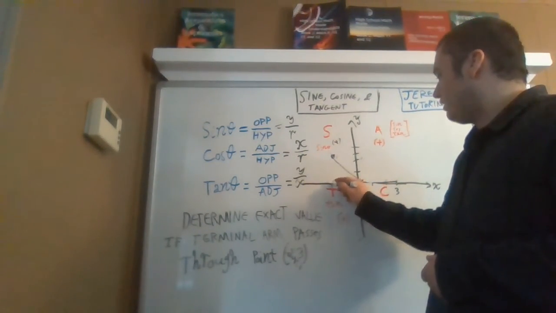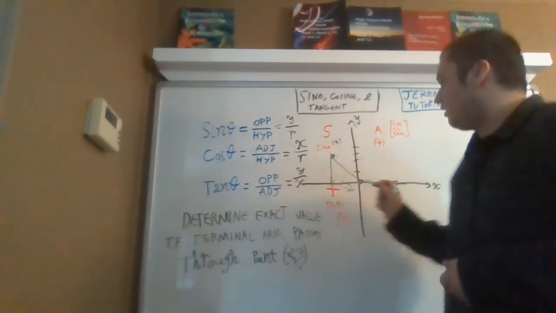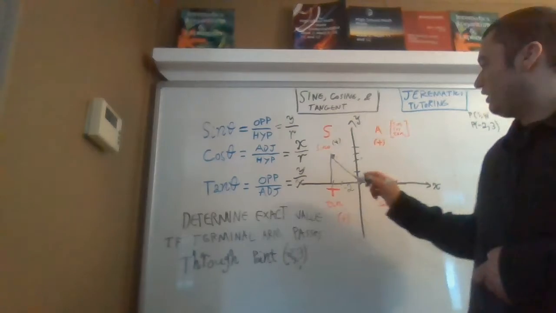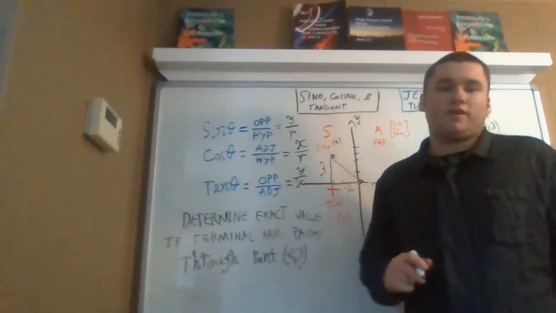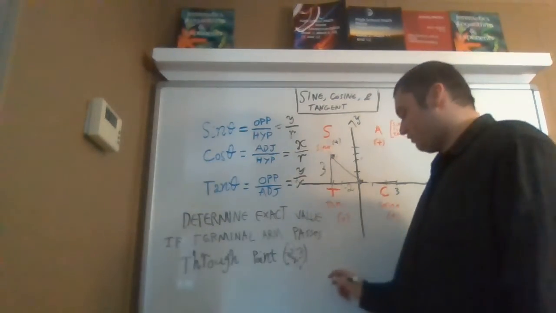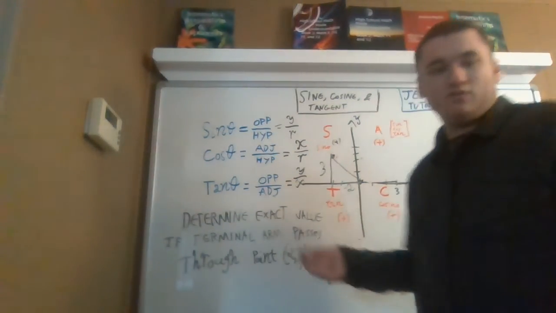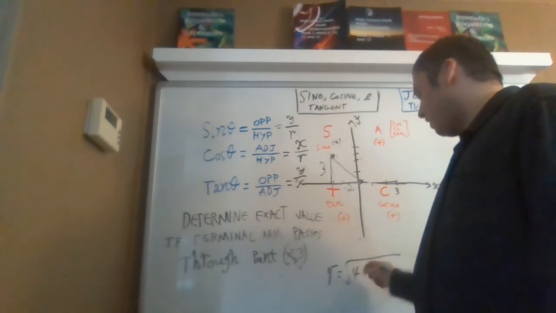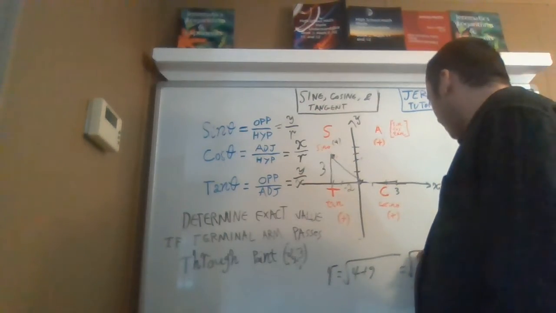And then after that, here's the base of our triangle, negative 2, and our height is 3. And what's our hypotenuse? Well, to find our hypotenuse, we use the formula r is equal to the square root of x squared plus y squared. So negative 2 squared, which is 4, plus 3 squared, which is 9. So r is equal to the square root of 13.